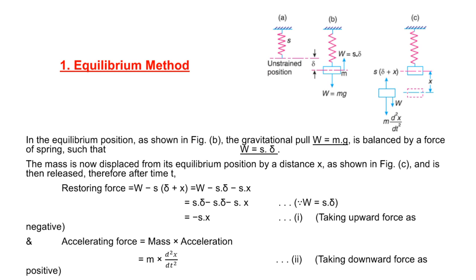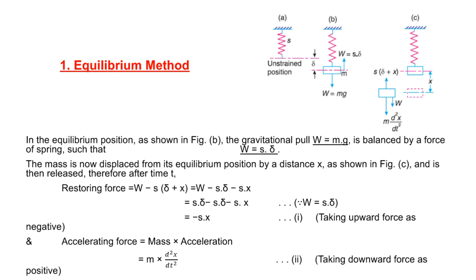Therefore three forces will be acting in the free body diagram. Now in that free body diagram, apart from the accelerating force, mass into acceleration, m into d2x by dt square, two forces are there, and we will consider them by taking upward force as negative and downward force as positive. Therefore, what will be the restoring force? W minus S into delta plus x.